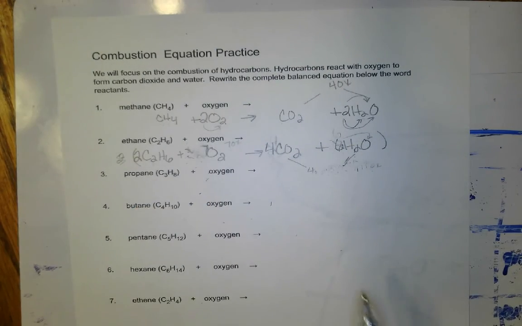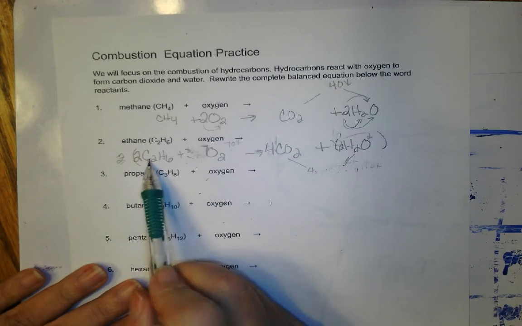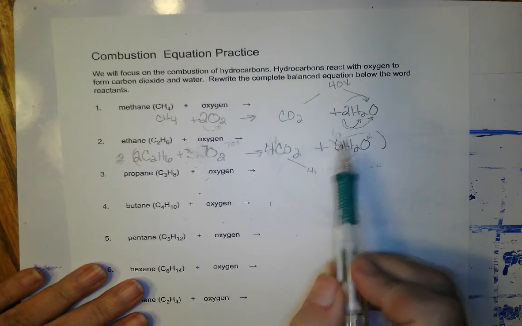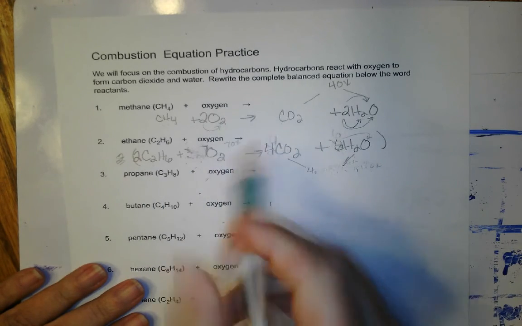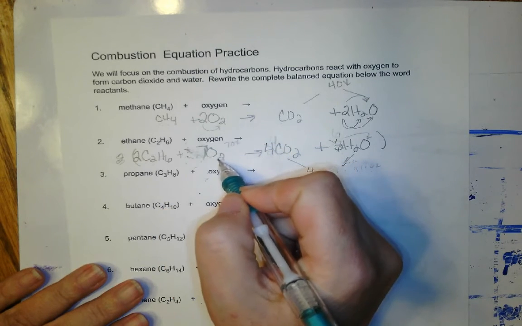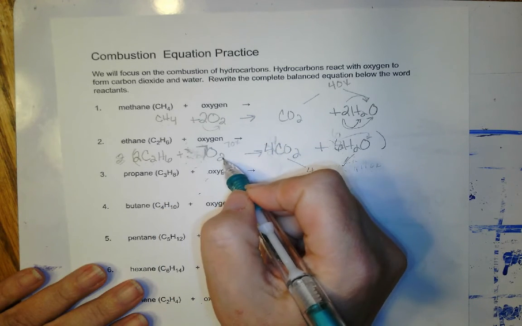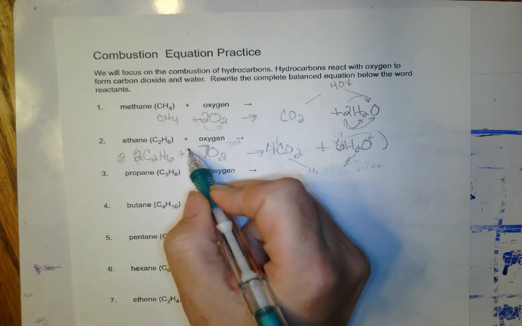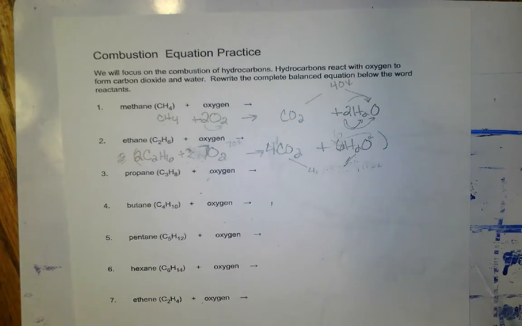So when we do our hydrocarbon combustion, do your carbons first, your hydrogens second, and leave your oxygens for last. And if you have to do the halvesy trick, because this is an odd number and there's 2 of them, just divide it by that 2. Okay, so that you could write that as 7 over 2, and then when I multiply it, it would be 7, however you like to look at your math.